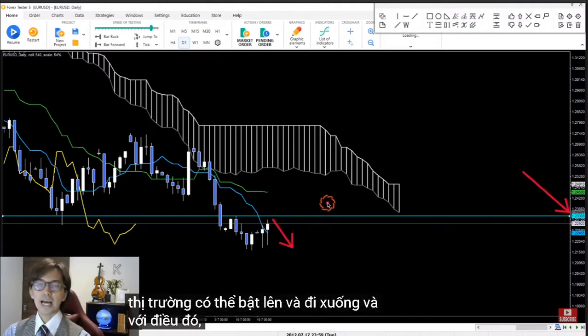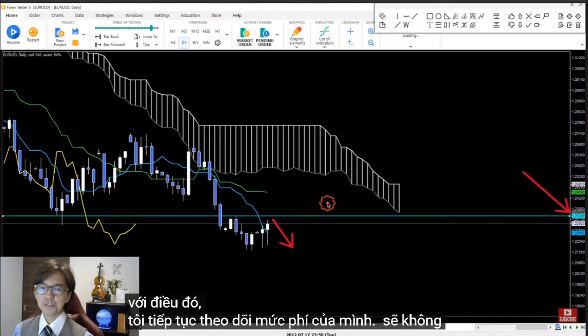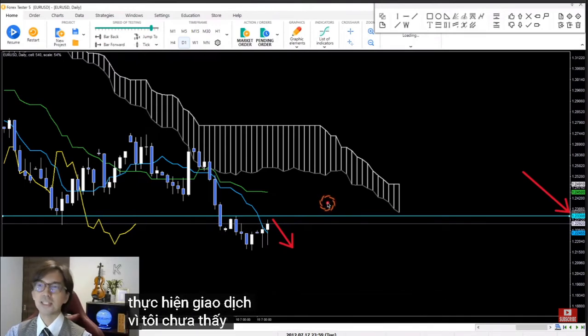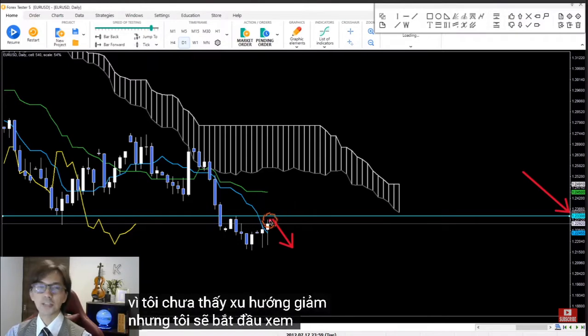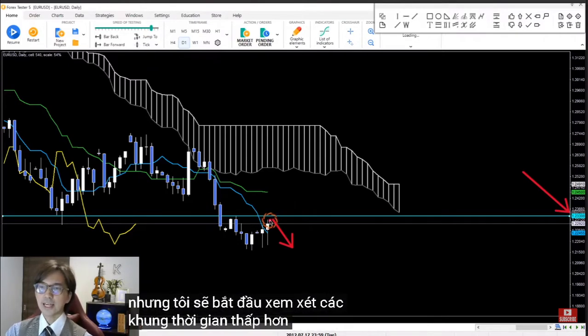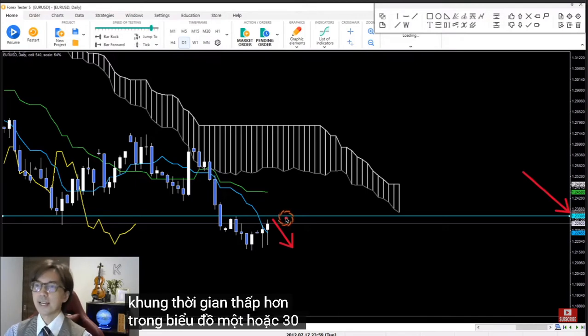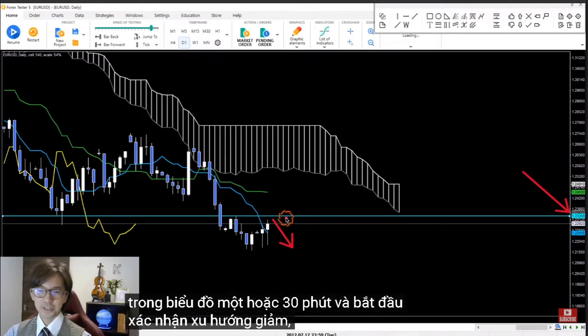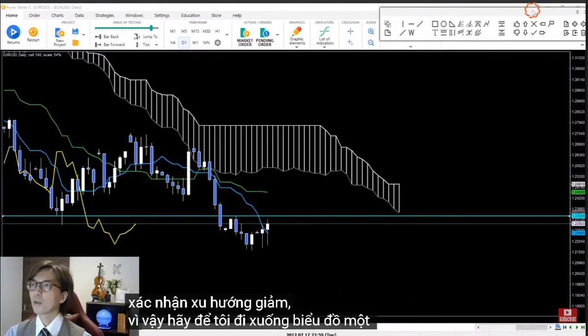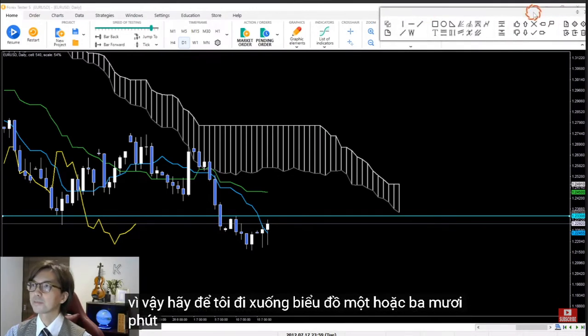And with that in mind, I keep monitoring the chart. I won't take a trade yet because I don't see the downtrend yet, but I will start to look at the lower time frames in the 1-hour or 30-minute chart and start to confirm the downtrend. So let me go down to the 1-hour or 30-minute chart.